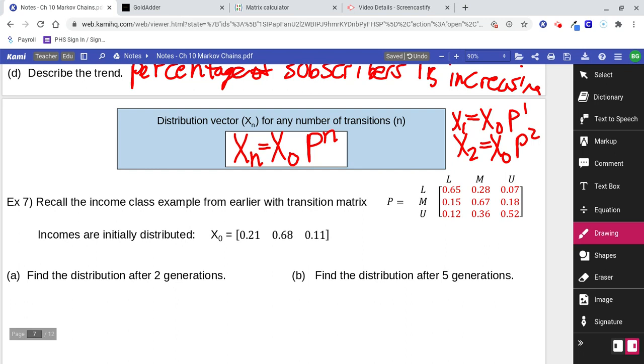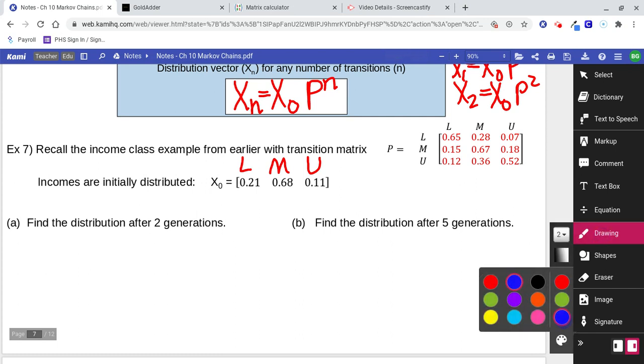Example 7 says, recall the income class example from earlier with that transition matrix. And then it says, incomes are initially distributed 0.21, 0.68, 0.11. What that means is 21% of the population was lower class, 68% of the population was middle class, and 11% of the population was upper class. That's not talking about the probability of something happening. That's talking about the breakdown, how many are each. What percent of the population is this and this and this. Find the distribution after 2 generations.